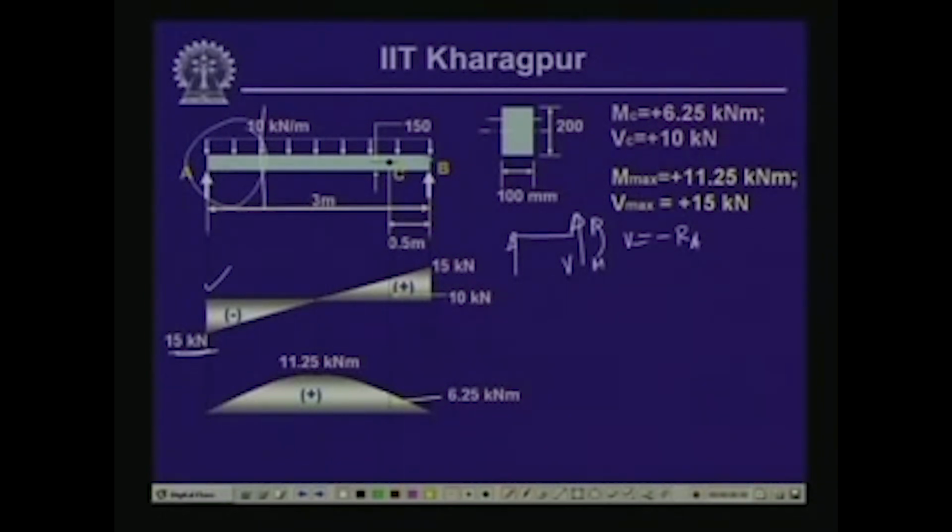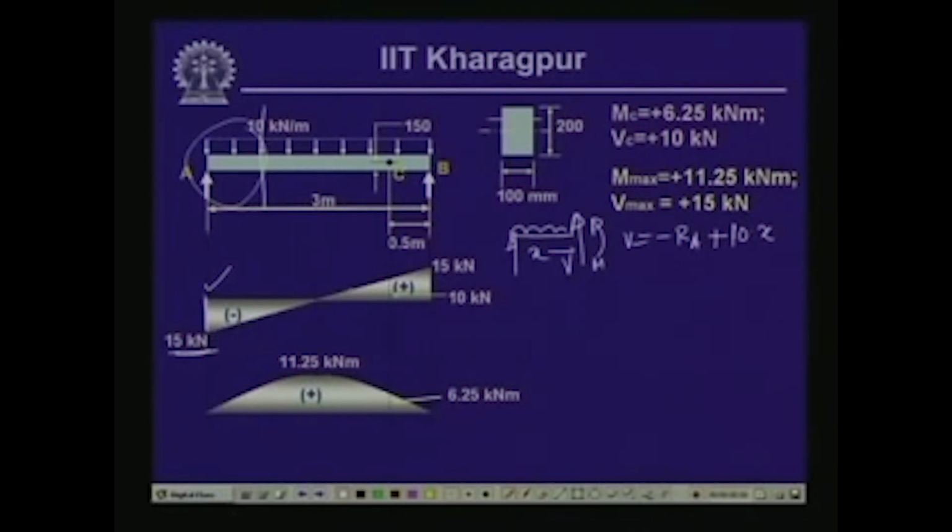Now, since there are no other loads acting on this particular beam member, we have V minus at this particular segment, which is at a distance of x, we have uniformly distributed load also. So, V is minus Ra plus the 10 kilonewton times x. So, at x equals 0, the V is Ra, this is the shear force.